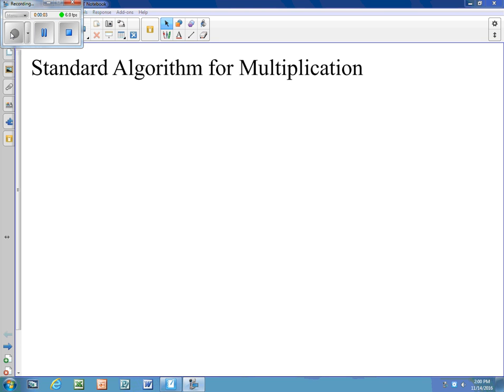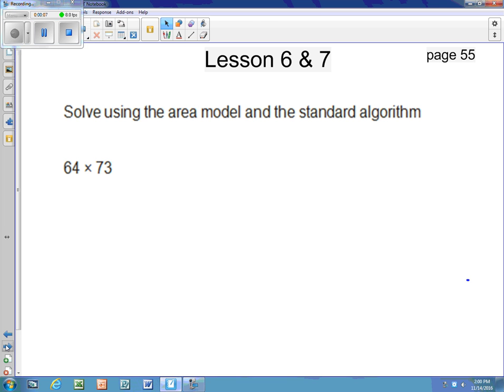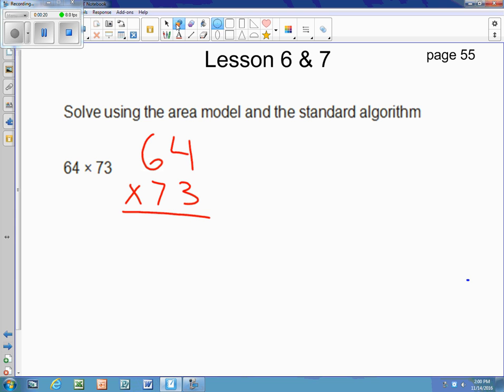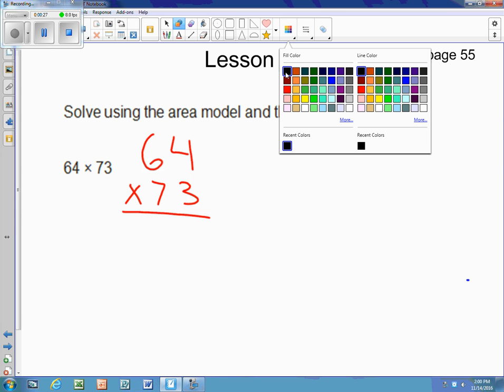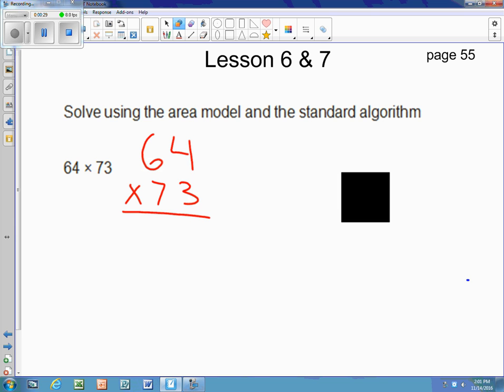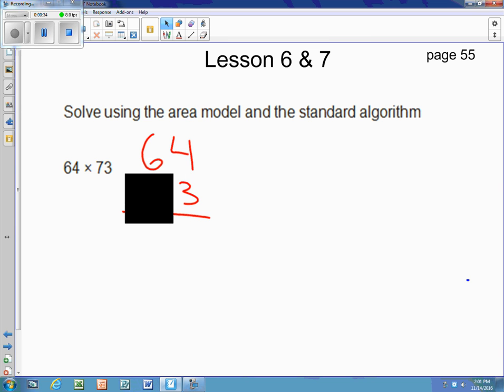This is Module 2, the lesson for using the standard algorithm for multiplication. So the first thing we're going to do is rewrite it bigger so it's easier for us to use. We're going to look at this as two separate multiplication problems. So the first thing that we're going to do, we're going to use this little black square like our post-it. So we're going to cover up our tens place, and we're first going to use just our ones place.